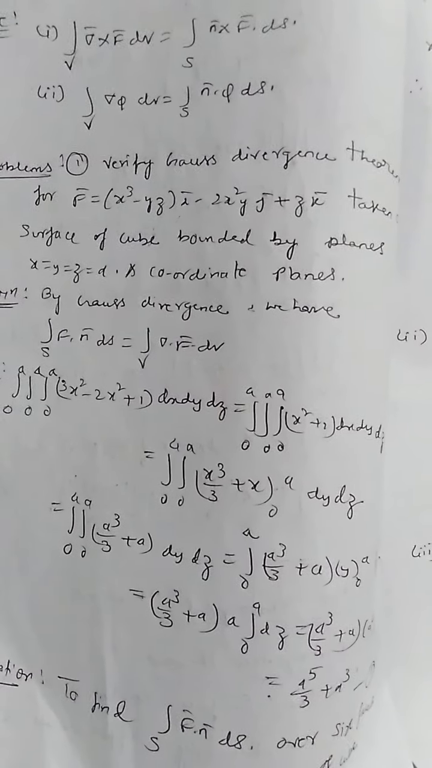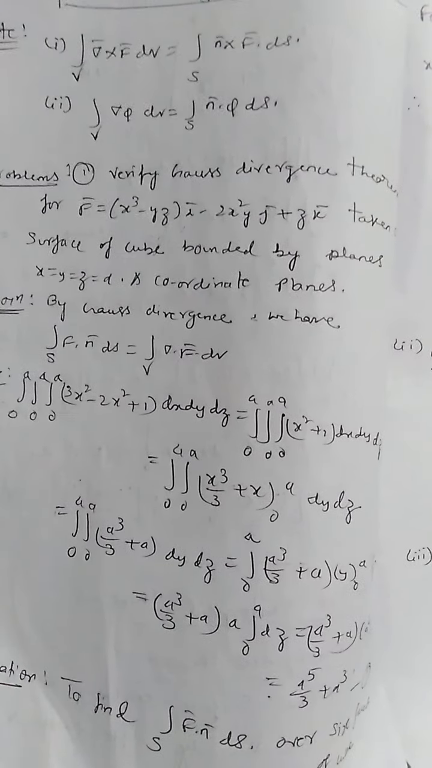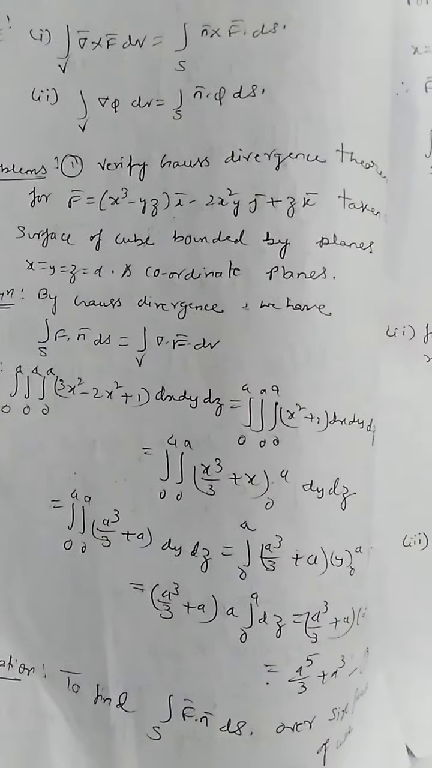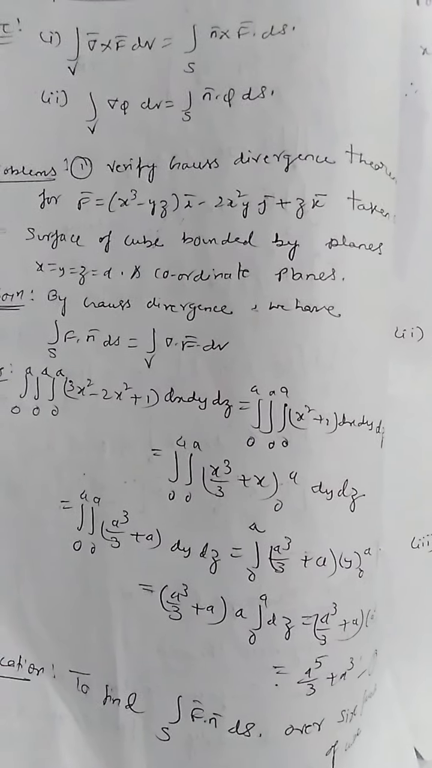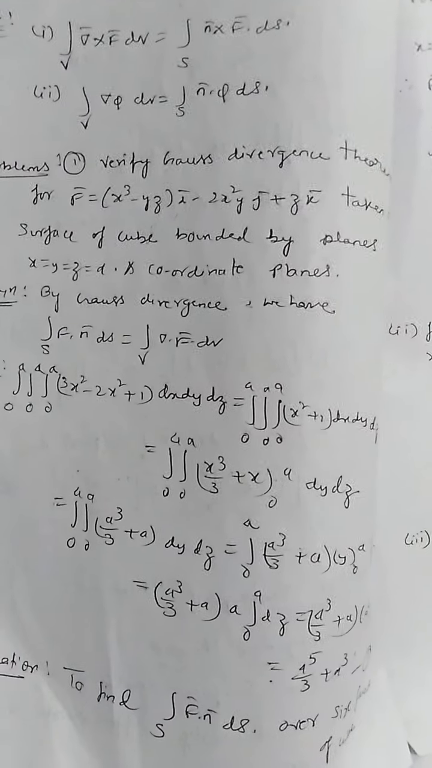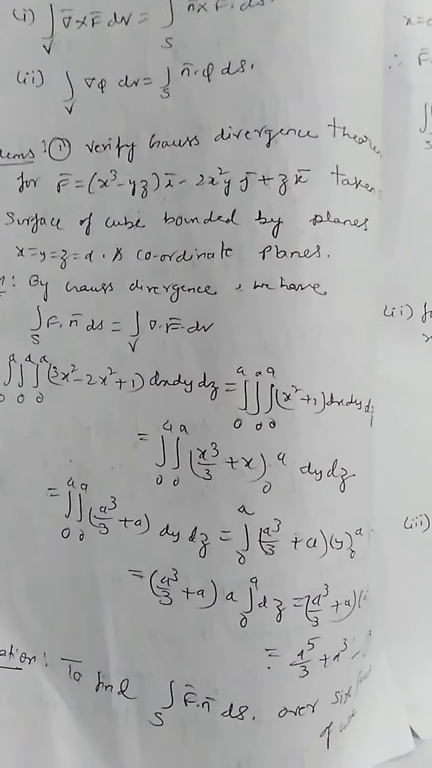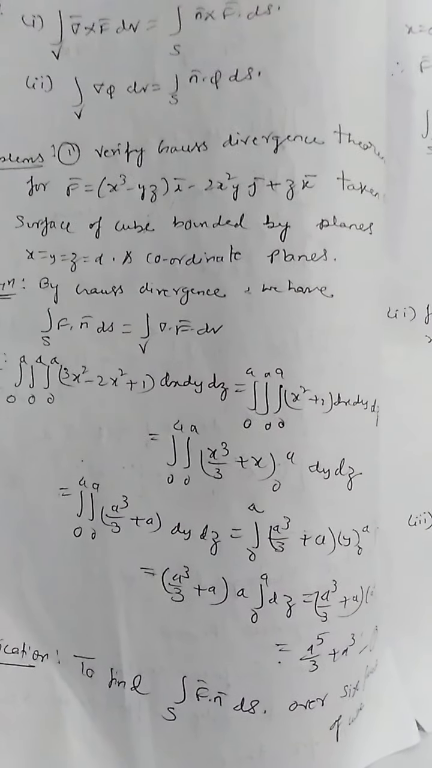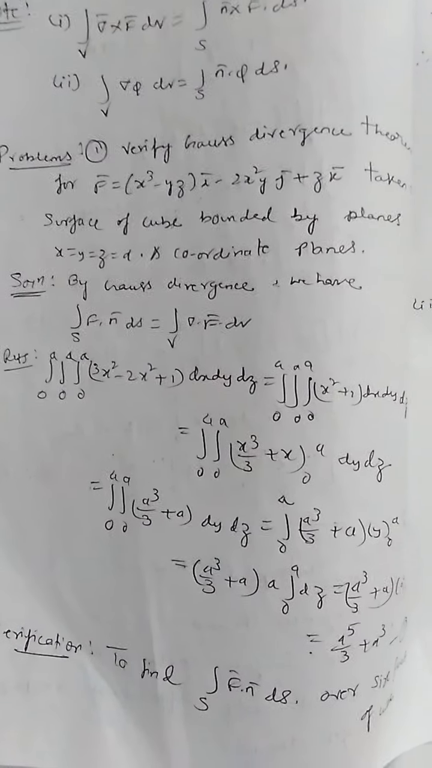Next we go to the problem: verify the Gauss divergence theorem for the function f bar taken over the surface of a cube. Here the cube is bounded by the planes x = y = z = a, and the coordinate planes. The integrals are taken with x limits from 0 to a, y limits from 0 to a, and z limits from 0 to a.